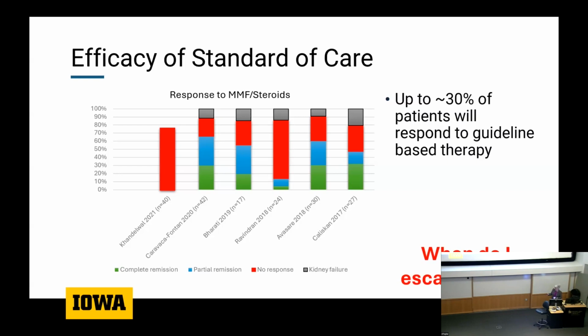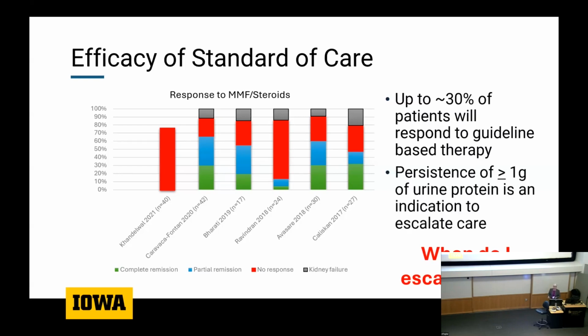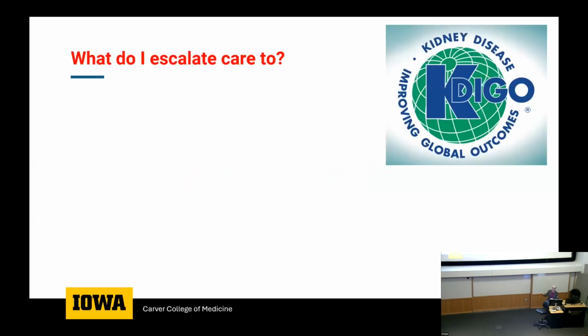So when do I escalate care if I'm on Cellcept and prednisone? Well, it probably won't surprise you that it goes back to the 1 gram. If you're on Cellcept and prednisone and you still have more than a gram of urine protein, you should escalate care again. This is where it gets really even stickier, if you will, for your nephrologist, because here's the big question. What do you escalate care to?